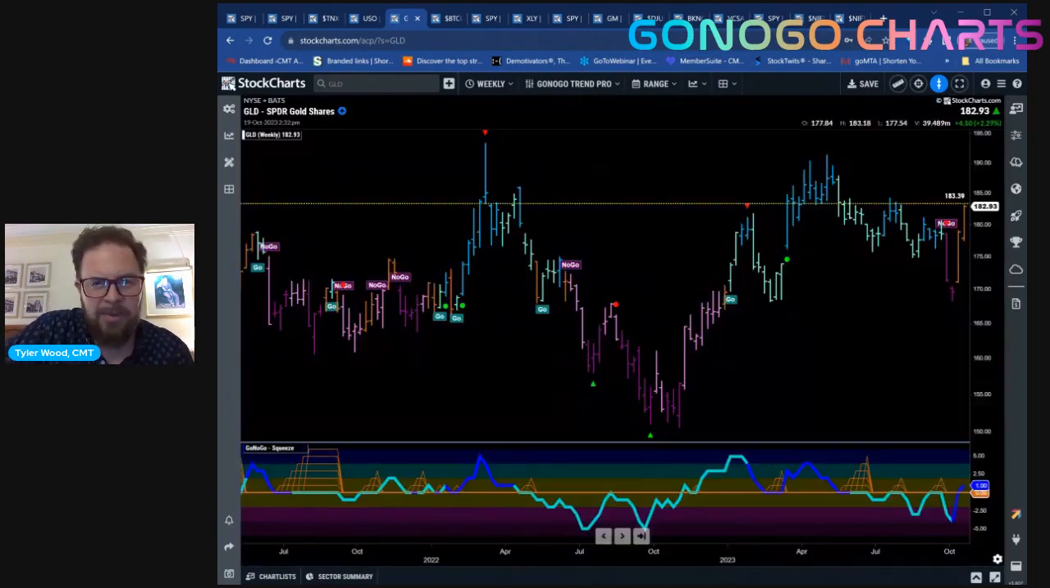If we zoom this out to a weekly basis, taking a look at gold, we've seen some real volatility over the last couple of weeks, and that gives us a sense here on the larger time frame that if we can break above this resistance area, there's definitely room to run for gold, coming back to these April and May highs that we saw on the weekly time frame.